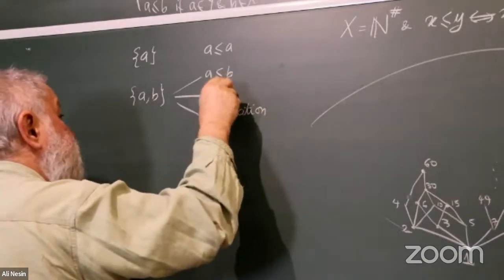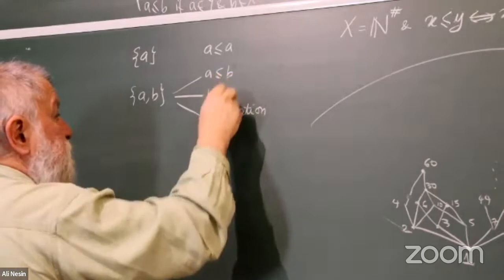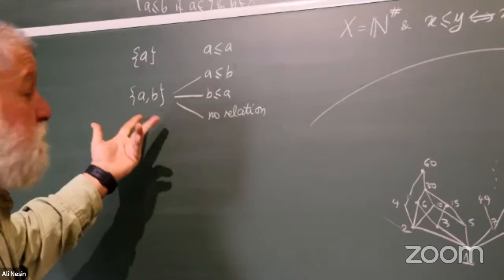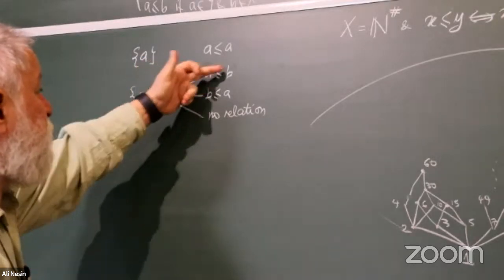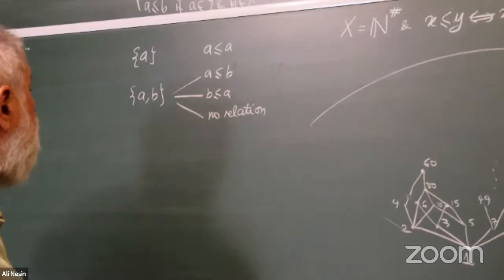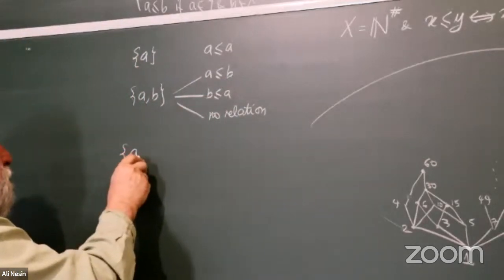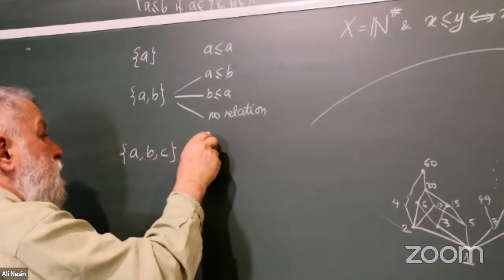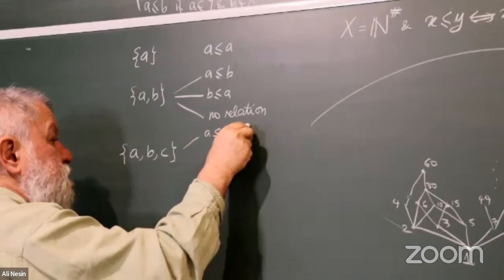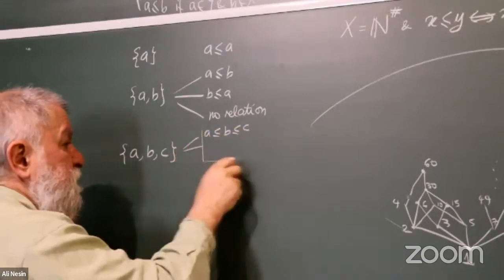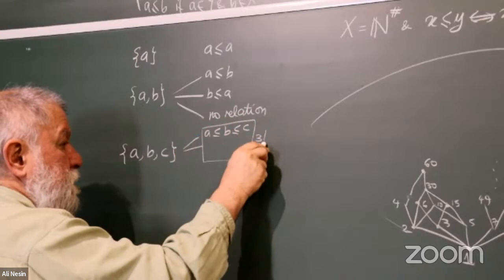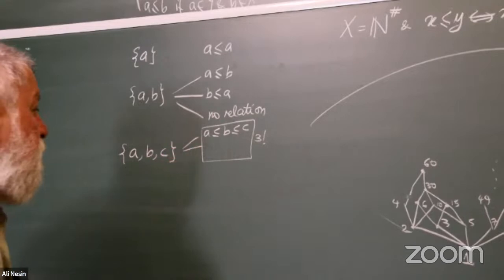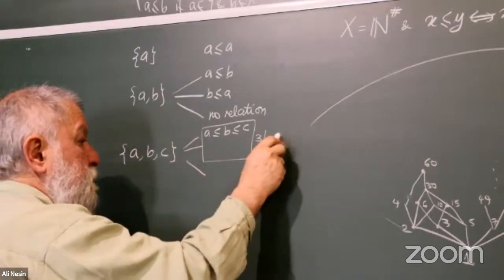These are, of course, isomorphic. We will see isomorphism later on, but we understand. Who cares whether A is less than or equal to B or B is less than or equal to A? Send A to B, B to A. It will preserve the ordering. If you have three distinct elements, it is more complicated. You can have A less than or equal to B less than or equal to C. Here we have three factorial total orders. You decide which one is first.